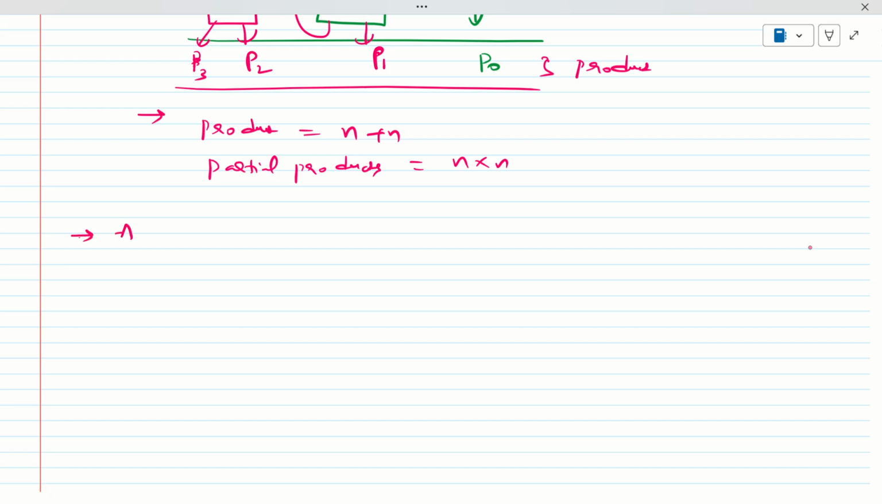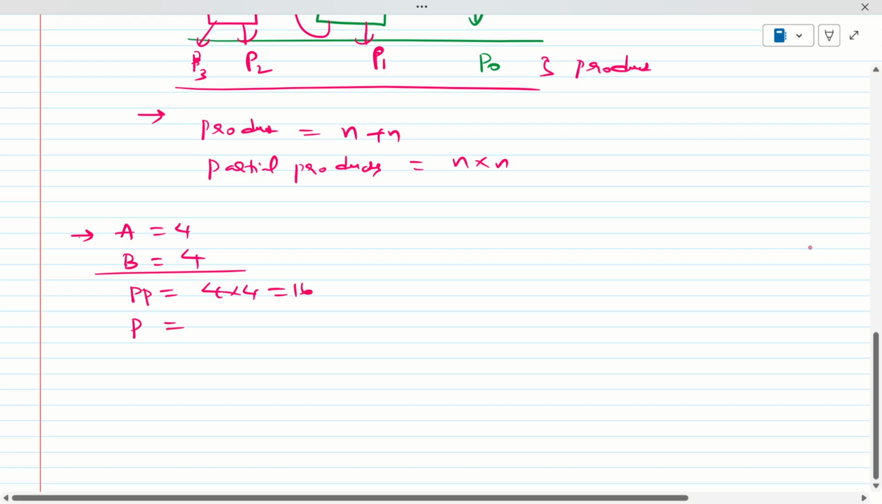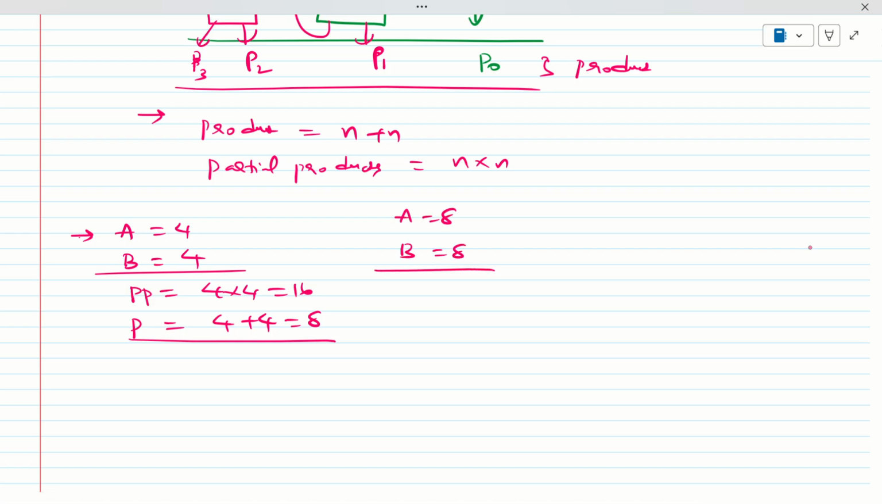Okay. Suppose a equal to 4 bits, b equal to also 4 bits. How many partial products are there? The partial products are nothing but 4 into 4, 16, and the final product is nothing but 4 plus 4, which is 8. This is the way you can get the partial products and the final products. Suppose a equal to 8, b equal to 8, so partial products are nothing but 8 into 8, 64, and product is nothing but 8 plus 8, which is 16. So this is the way you can get it for any number of bits of A and B.